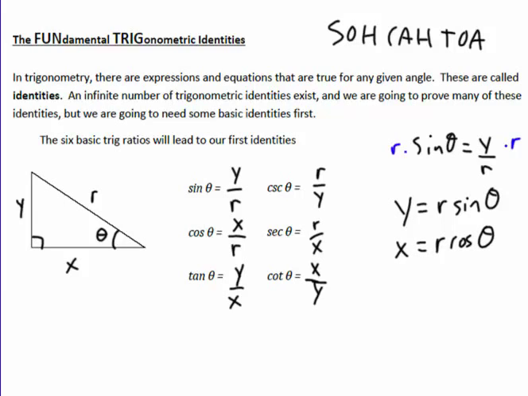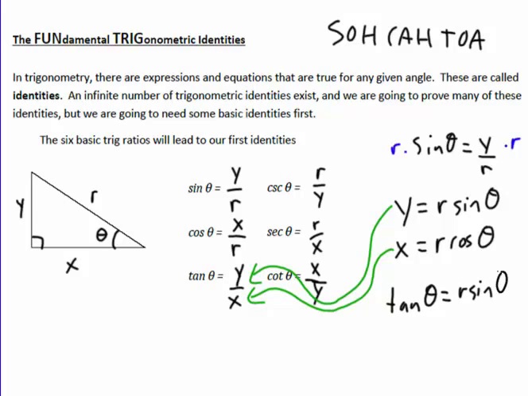And what this is going to allow us to do is to write our tangent identity as, instead of y over x, we're going to write it as tan theta is equal to r sine theta, the y value, over r cos theta. And lo and behold, the r's cancel out, and we have an expression, tan theta is sine theta over cos theta. Now, we can use that to find every one of our identities in terms of sines and cosines.